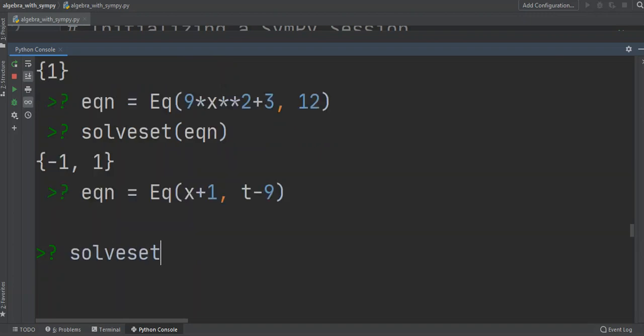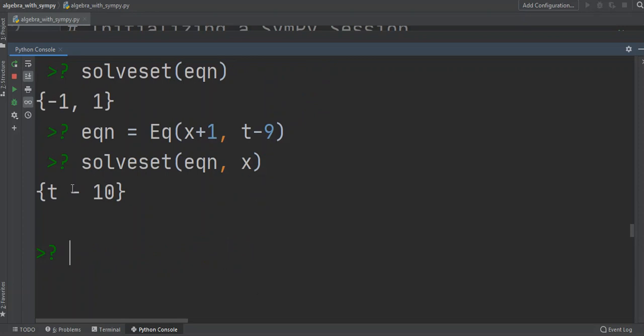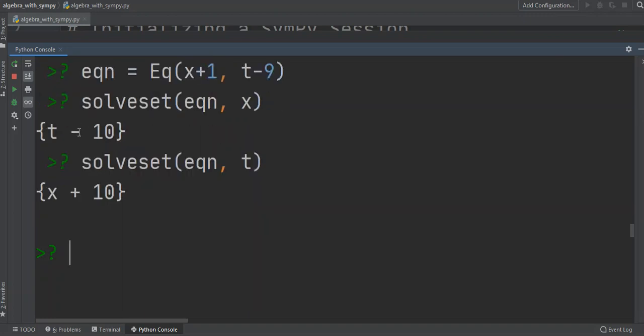And you can do solveset of EQN, so that's the first thing, or you could have typed out your equation here all before this first comma. And then the second argument after the comma is whichever variable you're solving for. So if you're solving for x, it'll tell you, yeah, x equals t minus 10. If you were solving for t, you would just put the equation, comma, t, and then it solves for t, and it's x plus 10 in this instance. Okay, and so that all works just fine as well.